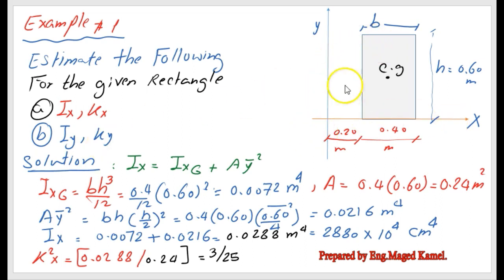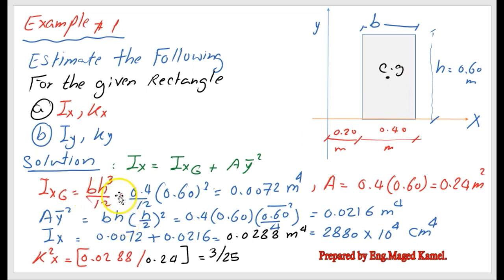First, we have our x and y external axes. As we know, Ix equals Ix at G plus the area multiplied by y squared. So for the moment of inertia about the CG for the rectangle section, we have b multiplied by h cubed over 12. Then, to get the expression for the x-axis, we have to add the product of area multiplied by y squared.